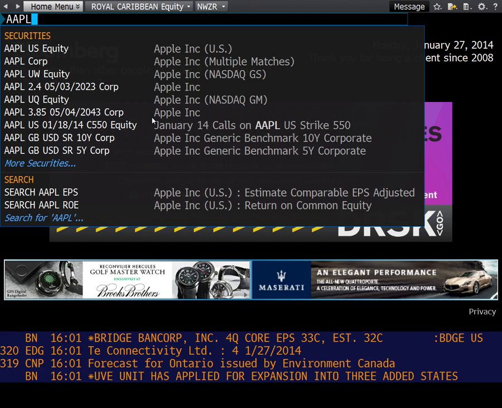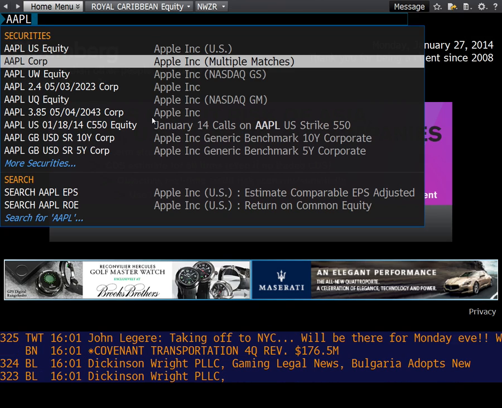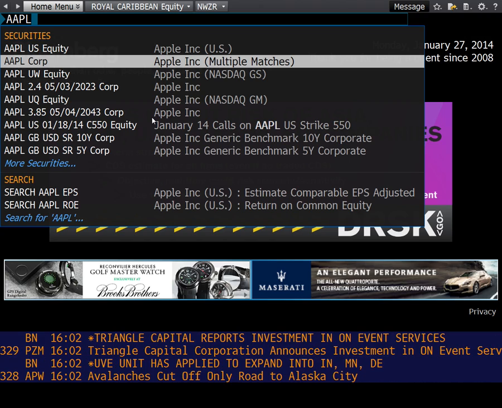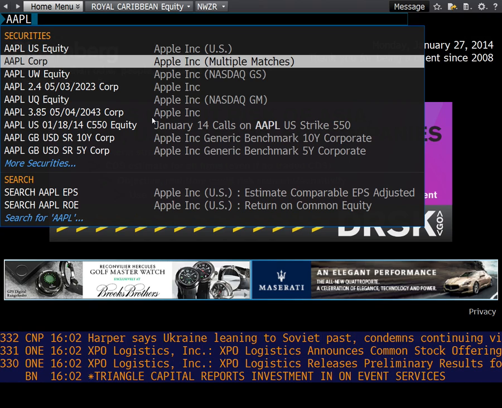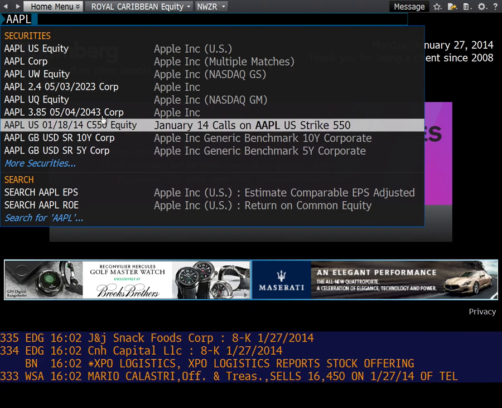It'll start filtering out the list of companies. Corp is their debt. Because remember, Bloomberg is a big fixed income data service. So Corp is debt. Equity is analyzing the stock. And then where it says Apple US equity, it means it's trading on a US stock market, as opposed to Apple LN equity would be trading on a London market. So in this case, I'll look at Apple US equity.